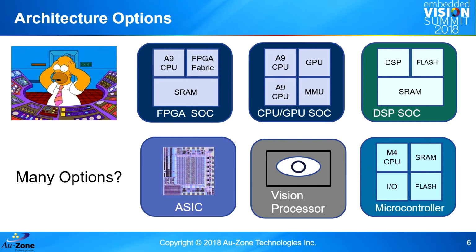Fortunately, there are lots of good solutions out there to look at when considering an image-based solution. There are SoCs based on FPGAs, there are CPU and GPU combinations, DSPs. You could roll a custom ASIC. You could look at one of the new vision processors. But today we're going to consider whether it's practical to do this on a low-cost microcontroller.